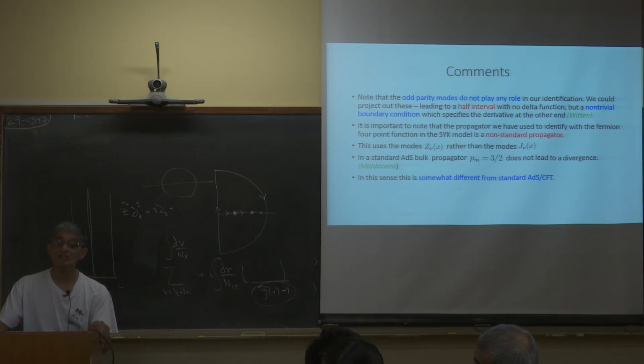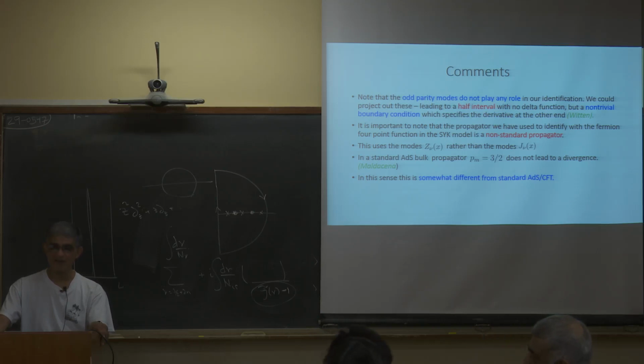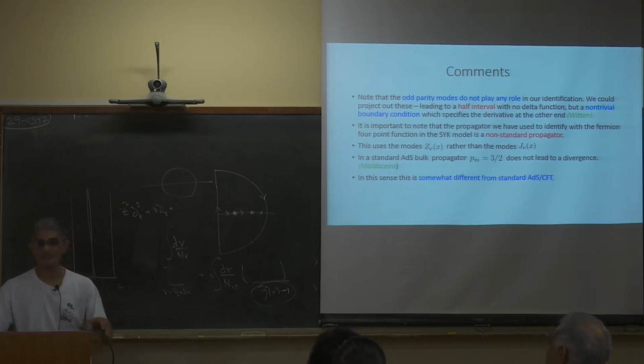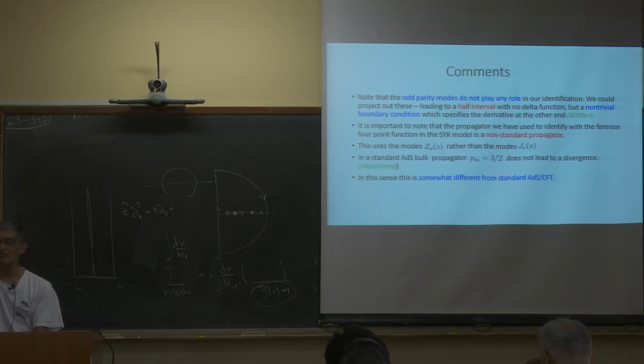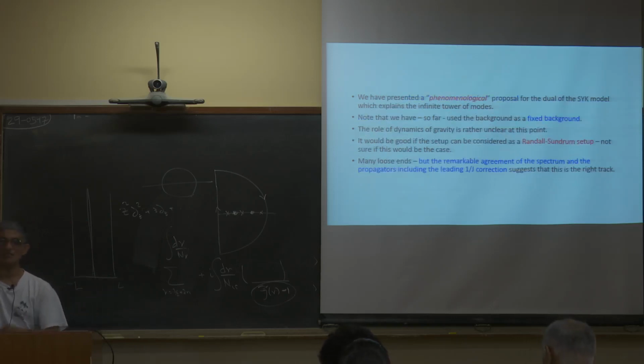No, it's a boundary condition in the Z direction, in the extra Z dimension, not in the Y. Oh, I see. So you're saying that your infrared boundary condition is different from standard AdS/CFT. I see. Yeah, that's what it is. That's what is causing this divergence. So that's why it's somewhat different from standard AdS/CFT, but that's what it is.